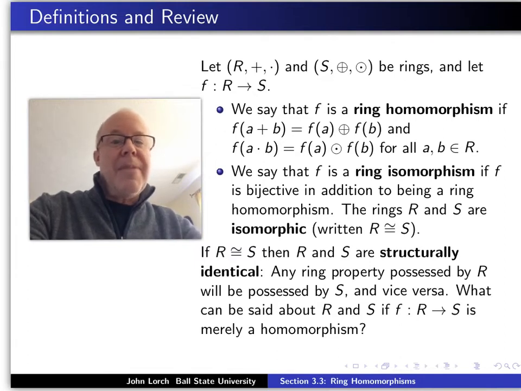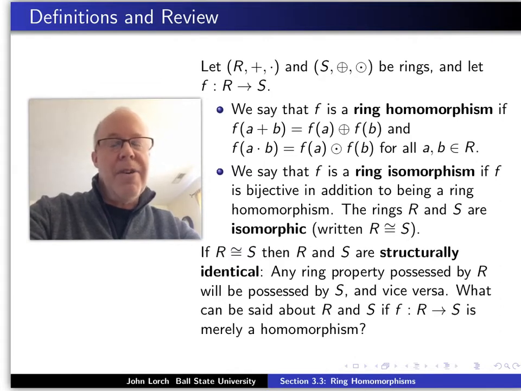Last time we spent a lot of time talking about isomorphisms, and the question today is, if you just back up and look at a ring homomorphism without necessarily requiring the function to be bijective, what can you say about what sort of properties S gets from R from such a thing? We will talk about that here in just a moment.